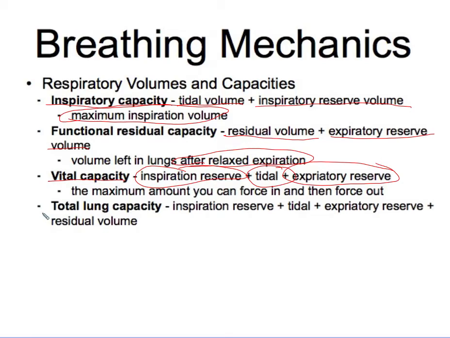And then the last one is your total lung capacity, which is the easiest of them all because you just add them all up. Inspiratory reserve volume, tidal volume, expiratory reserve volume, and residual volume. All added up, that's your total lung volume.